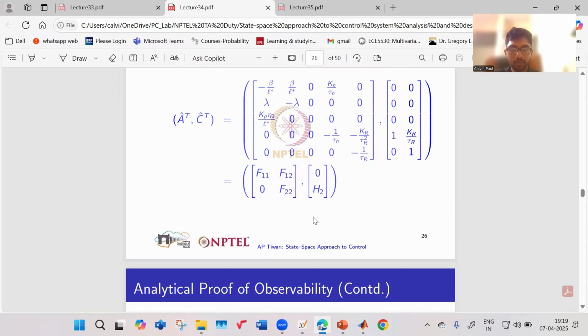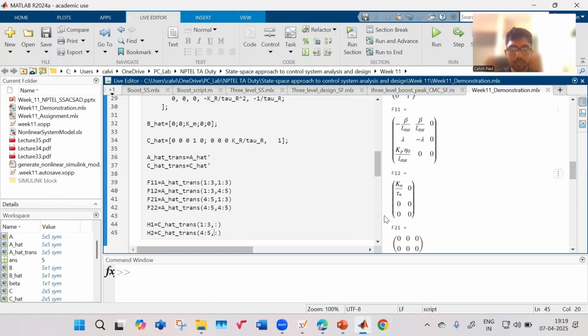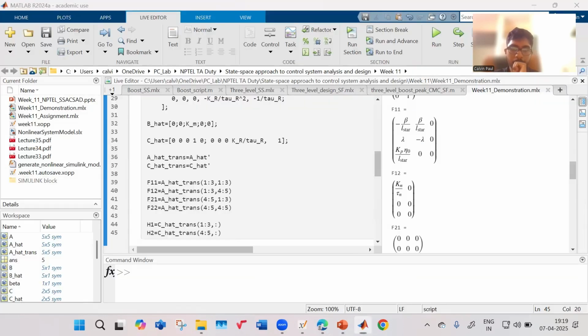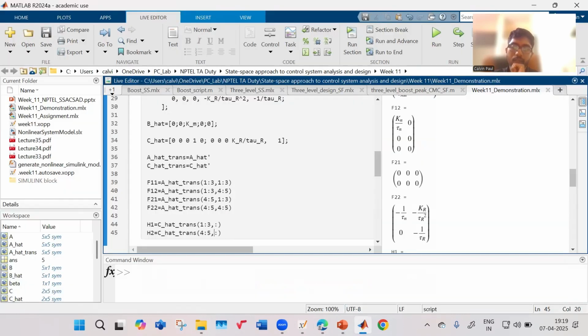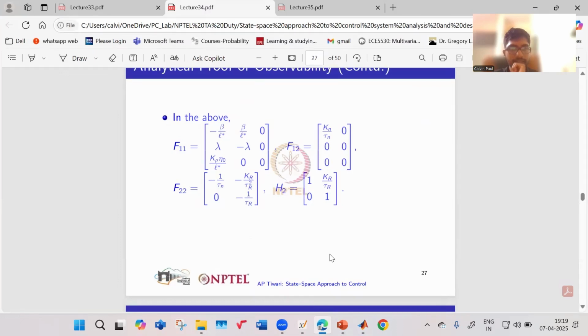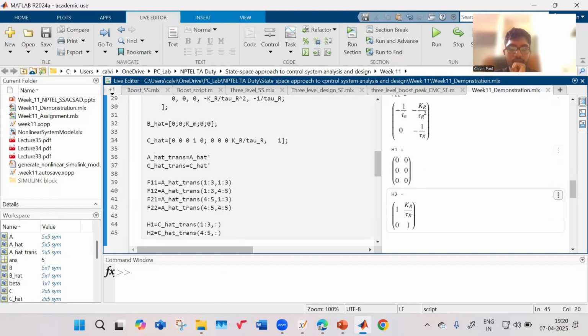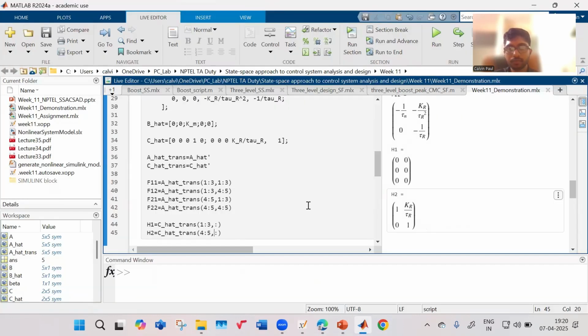So let us see, F11 is given like this. Then our F12 is given here, 0, yes, correct. F21 is 0, F22 is minus 1 upon tau, 1, minus k r upon tau r square, 0, minus 1 upon tau r, correct. H1 is 0, H2 is 1, k r of tau r, 0, 0, 1. Okay, H2 also is correct.